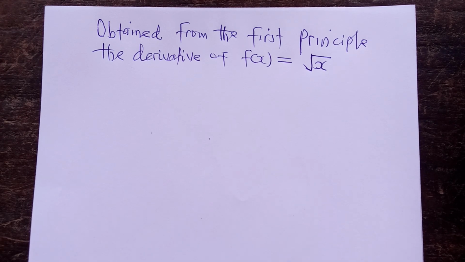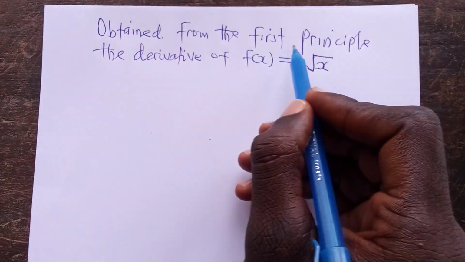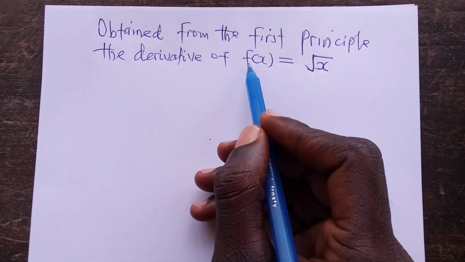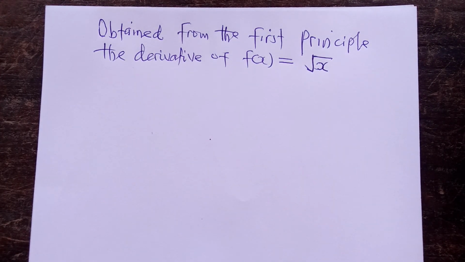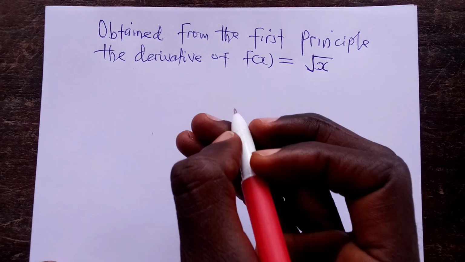Welcome to BK Mathematics, and this is the continuation of differentiation from first principle. We started it. Let's try to look at this problem that we are given also. It reads: obtain from the first principle the derivative of f of x equals root x. Now, to start with, we have that's a solution.